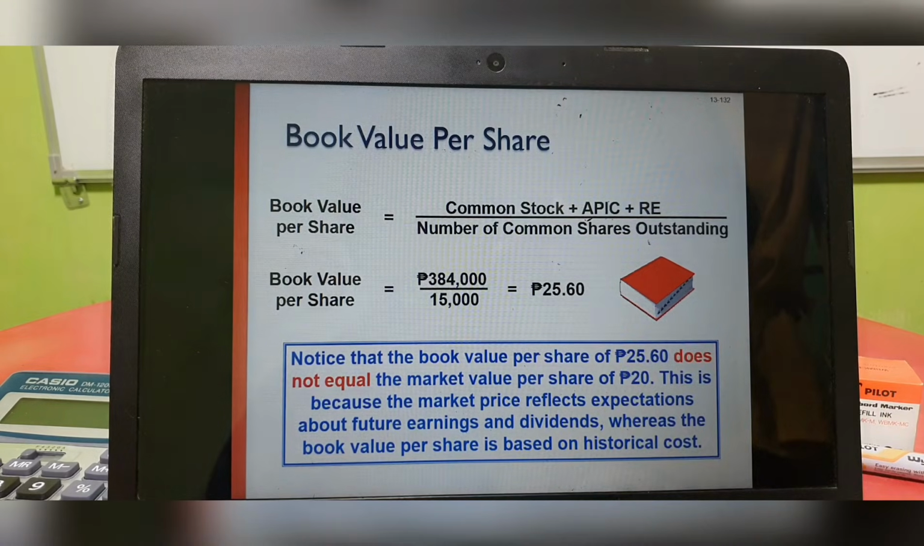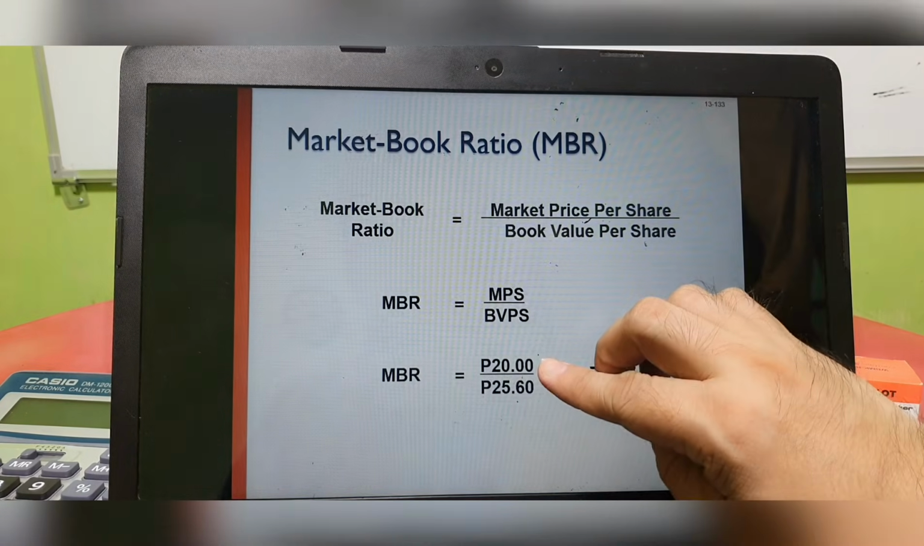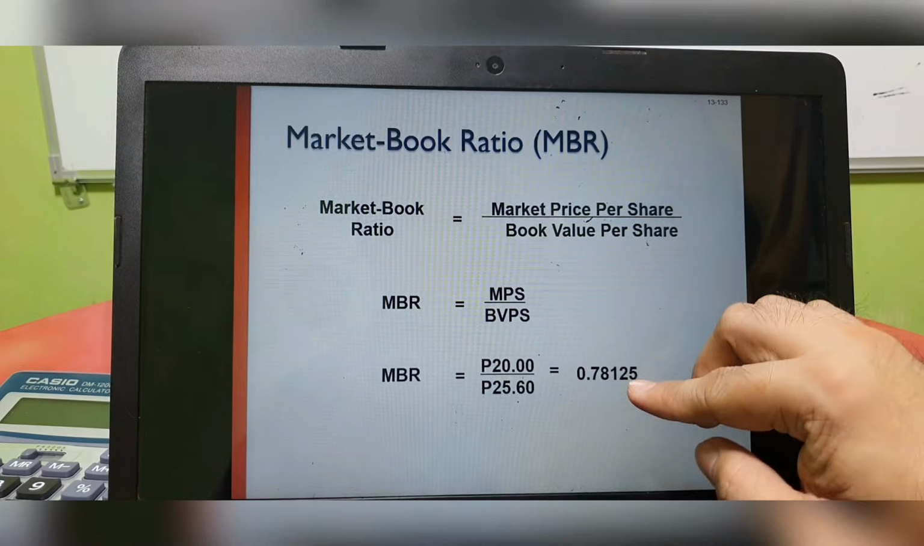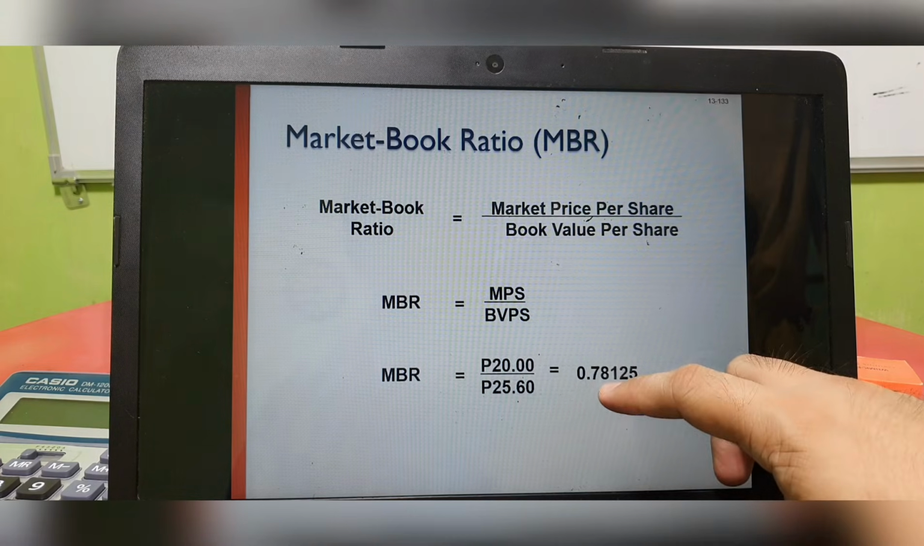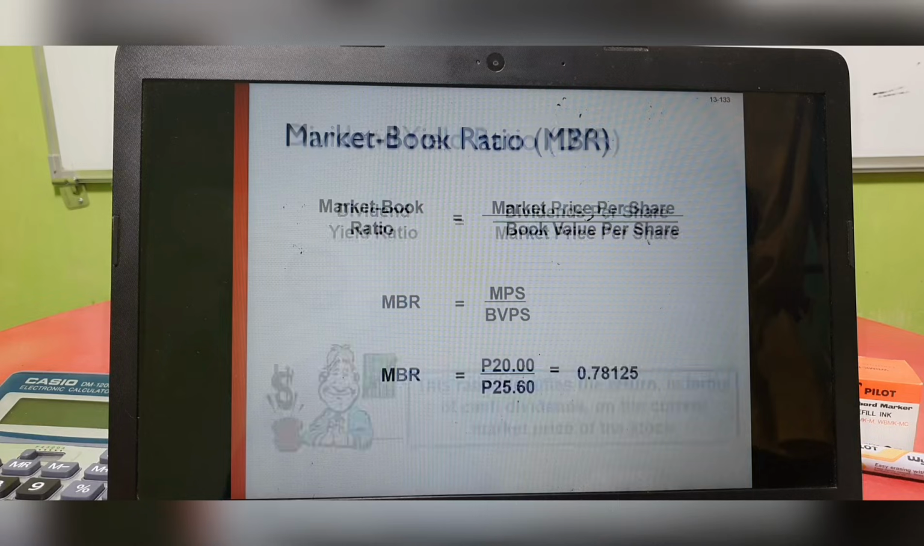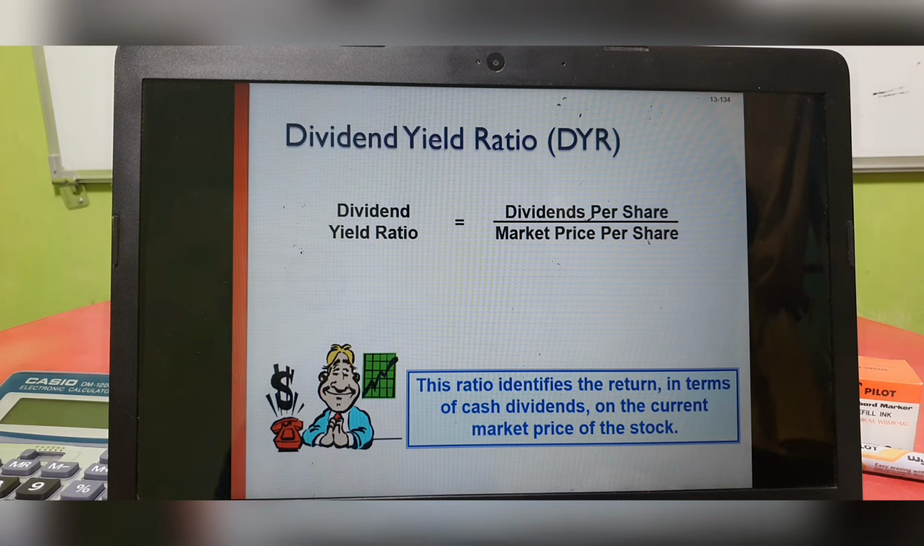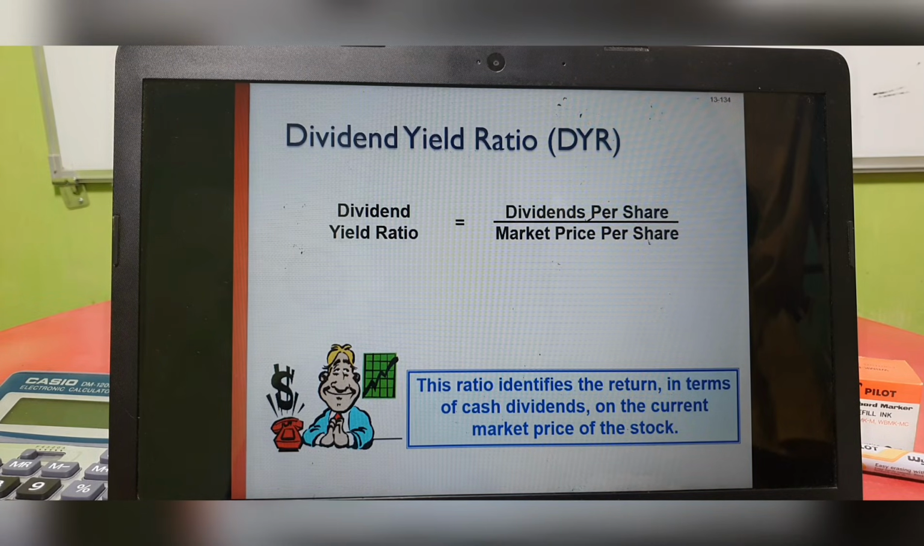So we have 25.6. So going back sa market book ratio, we have 20 here and 25.6, 0.78125. The market value is 20. Pero pag nagbayad ka ng 20, ang nasa libro 25.6. Kung ako yung investor, bibili ako nito kasi malaki ang value ko sa libro ng company. Kumbaga, I can only pay for less than a peso for 1 peso na book value. 0.78125.